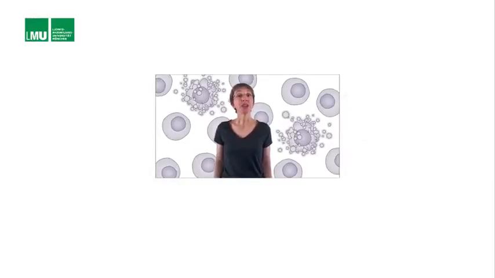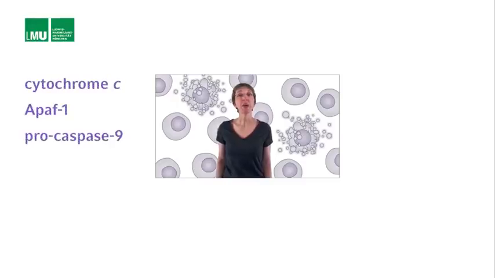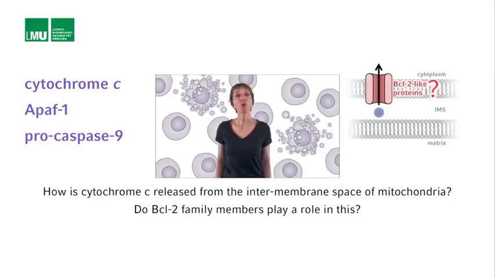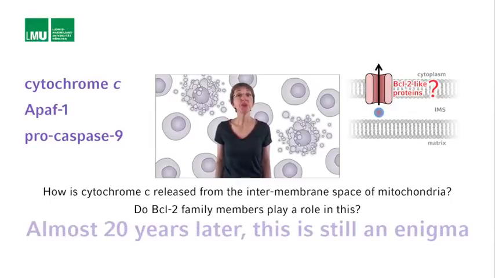I started out this section by stating that after the identification of cytochrome C, APAF1 and procaspase 9, it was still an enigma what the mechanism was through which cytochrome C was released and what the role was that the BCL2 family members played in this. Almost 20 years later, this is still an enigma. Considering the importance of cytochrome C release in apoptosis, this is clearly something that needs to be figured out in the future.